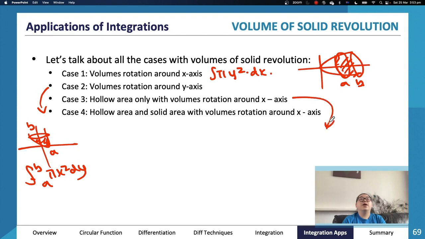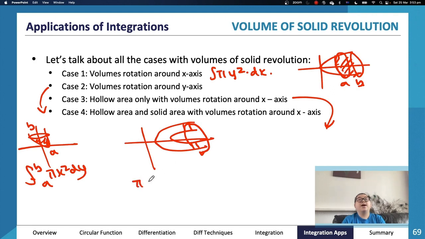Right, hollow areas, so that's when we have something like this. If we have two equations being subtracted from each other, and this section being rotated around, what we're actually going to be doing is grabbing each of them separately, right?